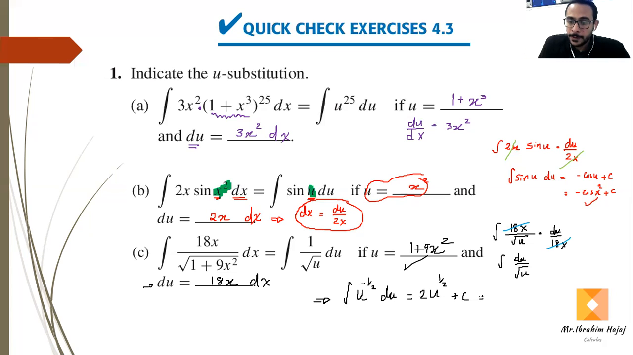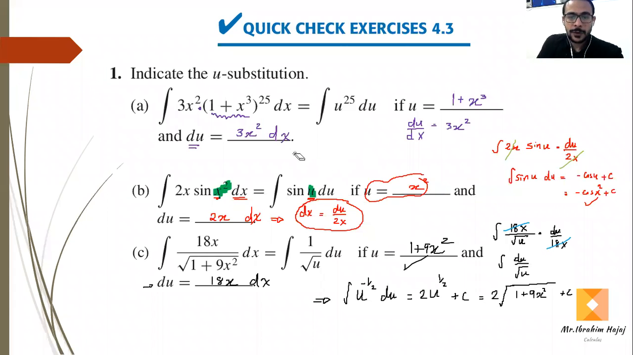2 plus c. So you did the integration, then returned u to its original value, which is 1 plus 9x squared, all to the power of half, or we put it inside what? Radical. Power half and inside radical. Yes. Thanks a lot. Good job. Nice work. Then who is next? Mr. Omar Essam.